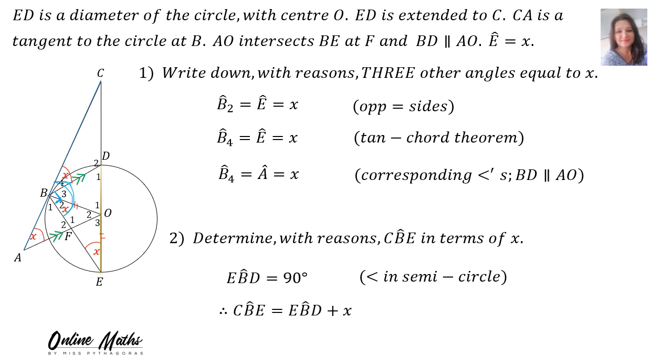Then angle CBE consists of that angle EBD plus X. X is B4. Therefore, angle CBE is equal to 90 degrees plus X in terms of X.